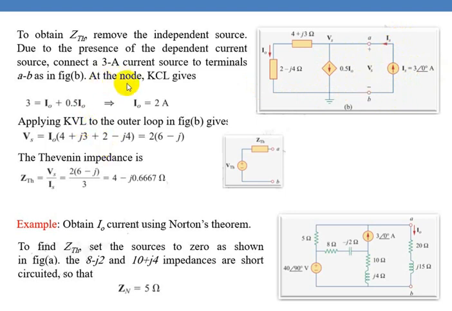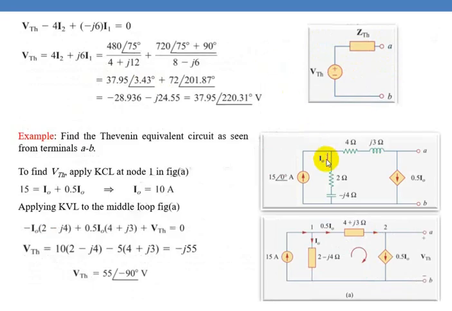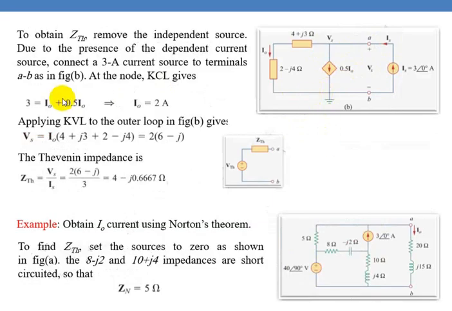Now at node 3, the incoming current is Is and these two are outgoing currents, plus 0.5 I0 plus I0. The current in this branch is already marked in the circuit as I0. So this is the equation for this node. From this you find I0.